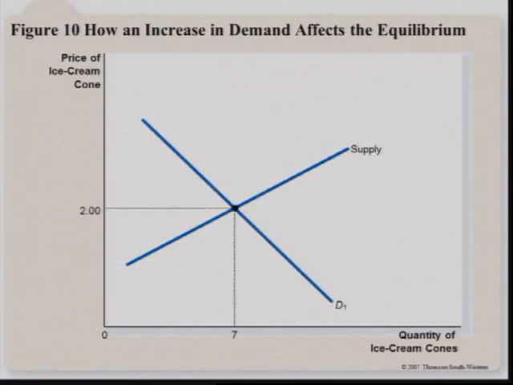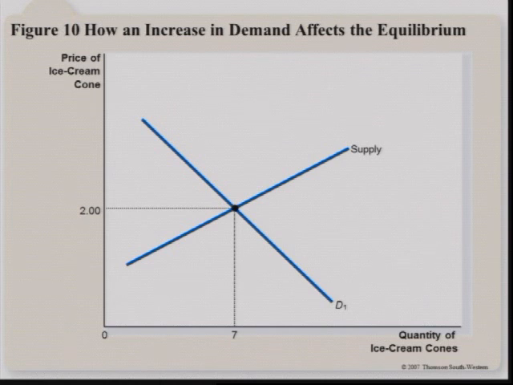We're going to start out again with equilibrium of 7 and $2, with an increase in demand. Why would people want more ice cream cones? Maybe they have more money. Maybe we have more people in town who want to buy it. Maybe it's 100 degrees outside and everybody wants one. All of these things don't deal with the price. It's not on sale. It's people wanting more ice cream cones at every price.